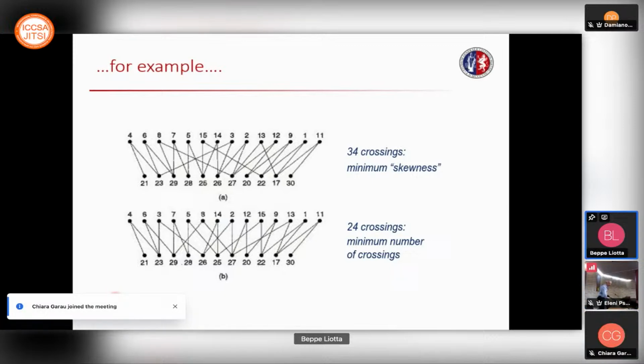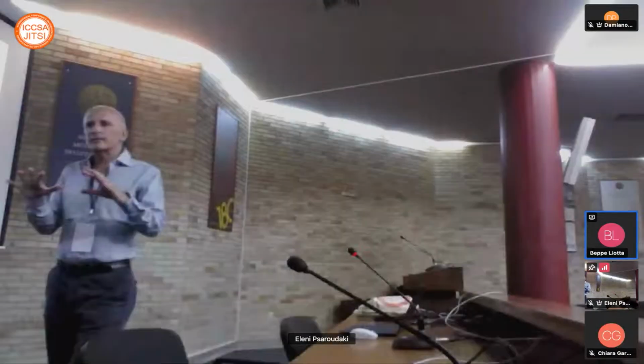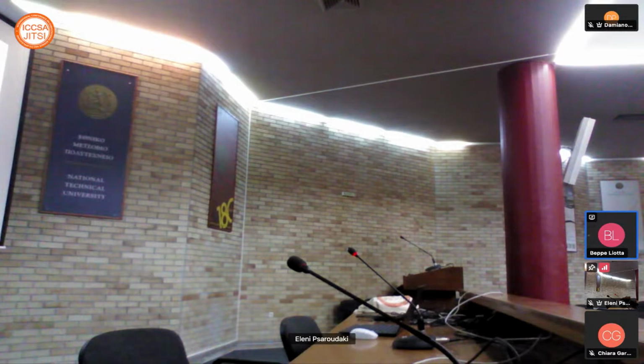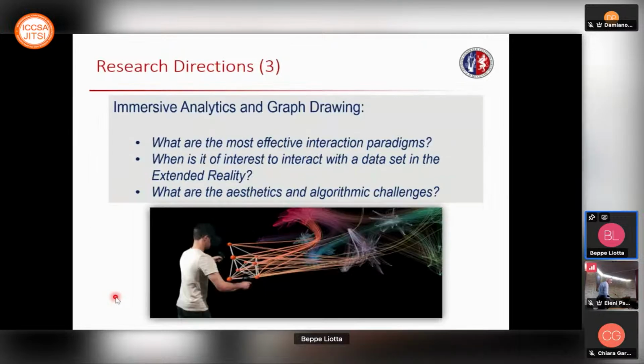Okay. Then a second research direction: I told you about different approaches to interact with the visualization. In particular, the incremental and the story plan seem to try and solve the same problem, to respond to the same application requests. So it would be interesting to perform user studies to compare them. The third interesting research direction is how to exploit these new technologies that are becoming cheap and accurate and very much available, of virtual reality.